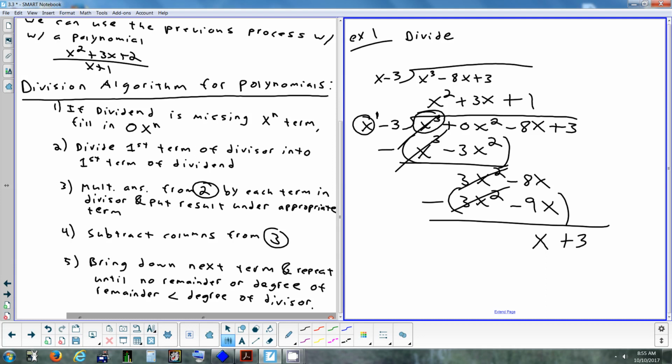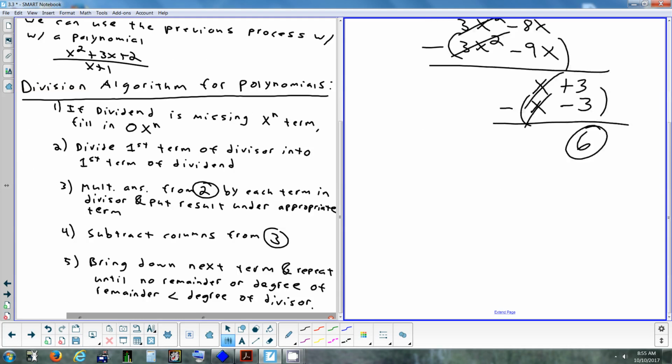Okay, so multiply the 1 back out. 1 times x. 1 times negative 3. And remember to subtract. So at first you might be like, oh, we're going to get a 0 remainder, but not when you subtract. The x's cancel, and what's my remainder? 6. That's my remainder.